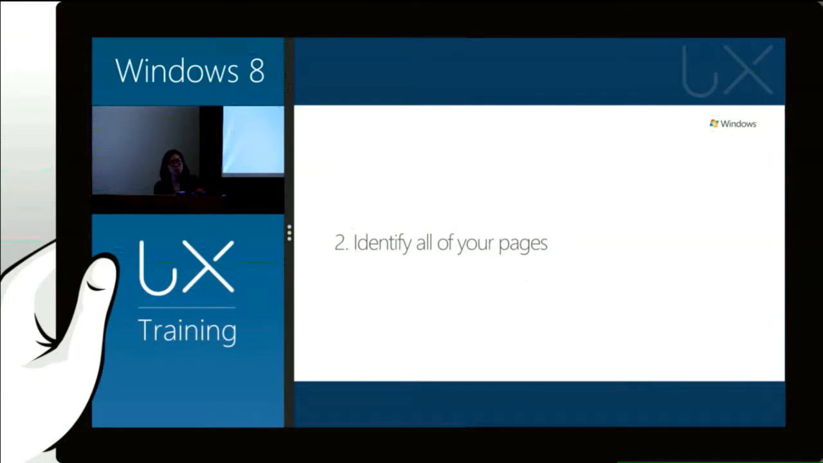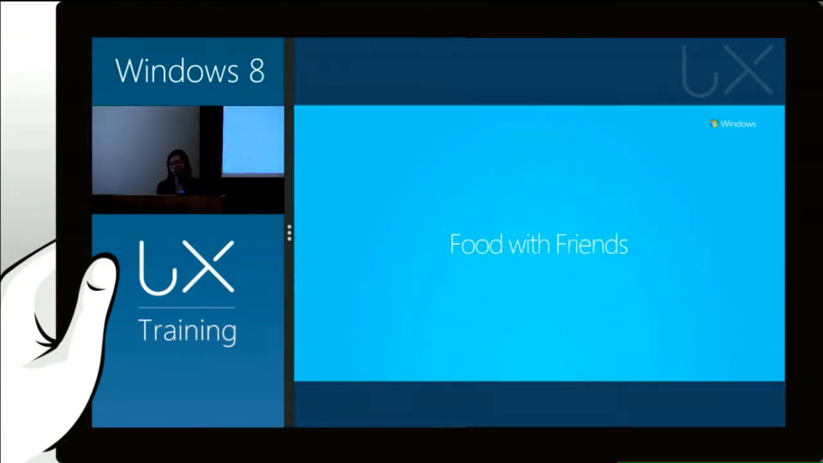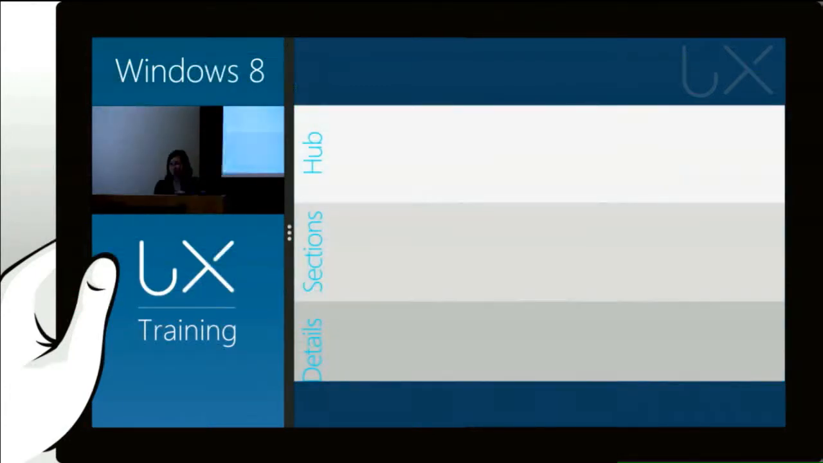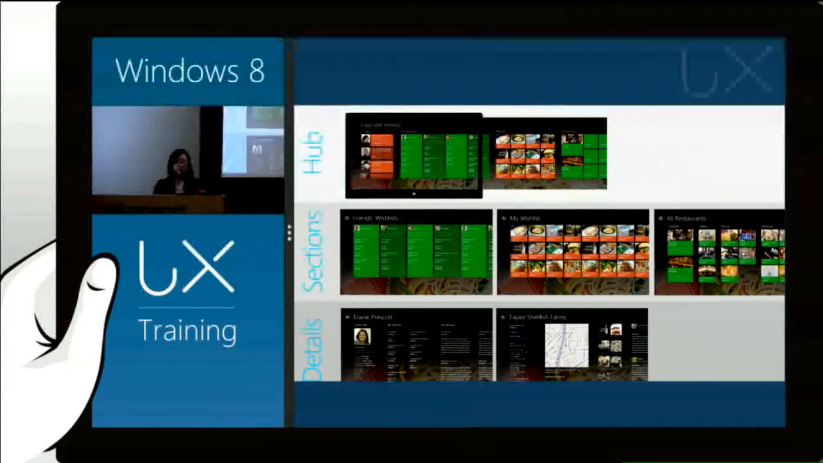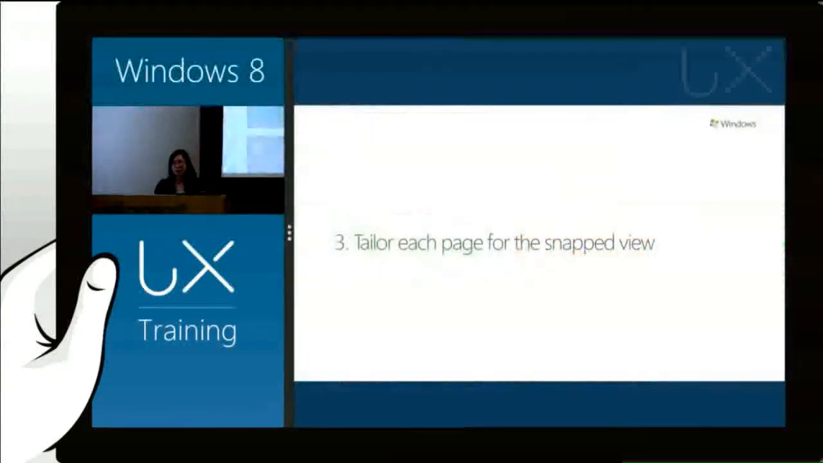The next step is then to identify all your pages. For this part of the presentation, I'm just going to walk through an app that you were introduced to earlier, Food with Friends, and try to walk you through how to think about the snap state for that app. If you remember from session 2, I'm just going to recap. You designed a set of hub pages, section pages, and detail pages within this app. The next step is to make sure we tailor each page for the snap view. Now, I know this sounds like a lot of work.